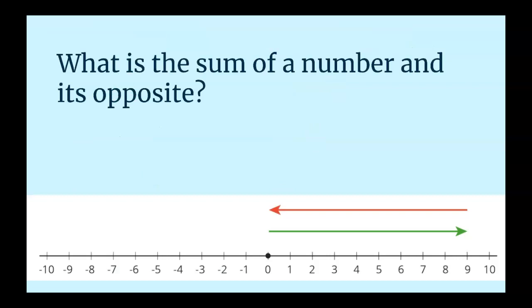What is the sum of a number and its opposite? You can see here below 9 plus -9. Whenever we add opposites, we always get 0.